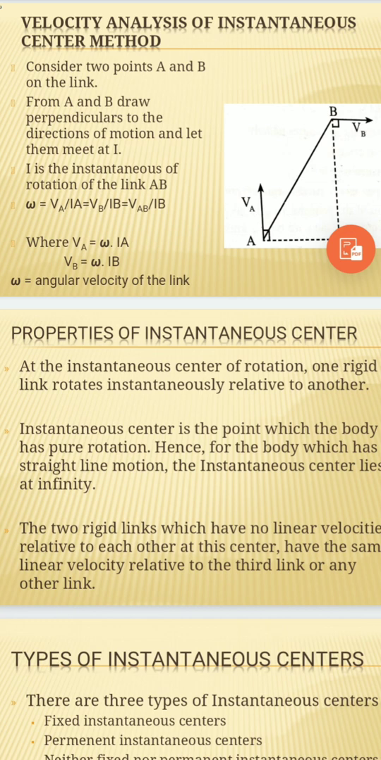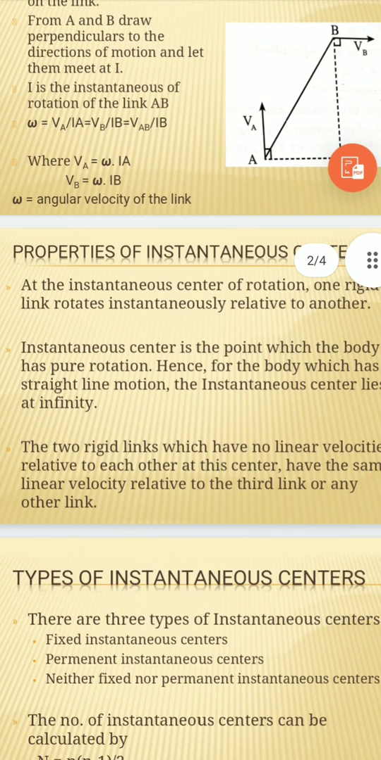Hence, for a body which has a straight motion, the instantaneous center lies at infinity. When you assume that the body is rotating about any point which is the instantaneous center, naturally it is a case of pure rotation. If the body is moving in a straight line path, naturally its instantaneous center lies at infinity.